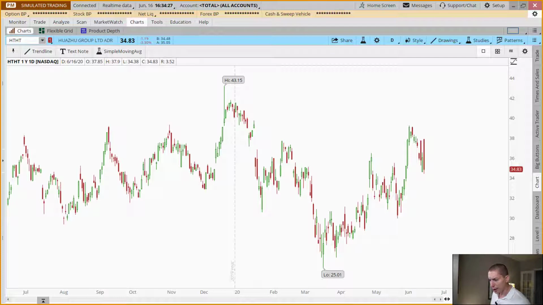So we're looking at HTHT, and you take a guess on how to pronounce this, but they're in the hospitality business. It's an ADR, and they're in China. So you can see here that there's a lot of gaps, and it's gaps because the pricing of the ADR is trading overnight when the US is closed. So we get all this kind of back and forth.